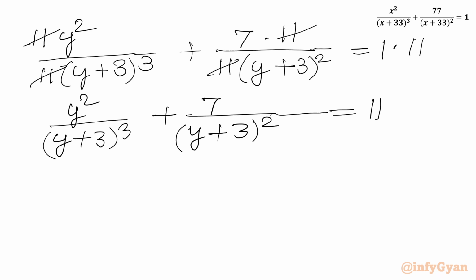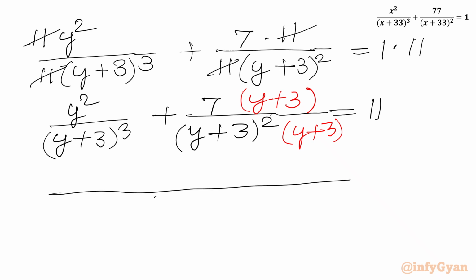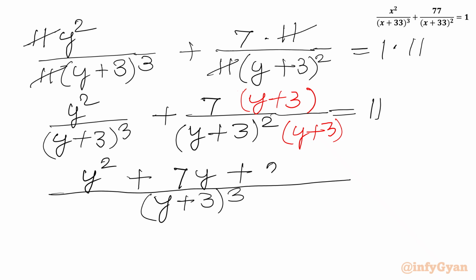Now to make our denominator same, I will multiply here y plus 3 in the numerator and in the denominator. Now I can take LCM. So I will write here (y plus 3) whole cube. In numerator we will be writing y square plus 7y plus 21, equal to 11.